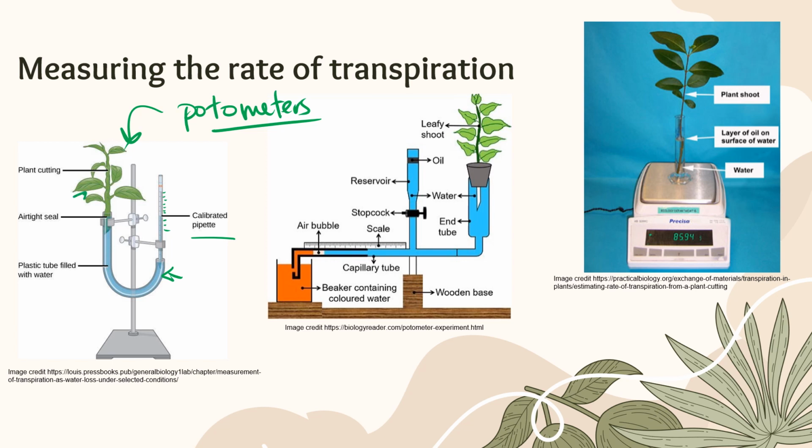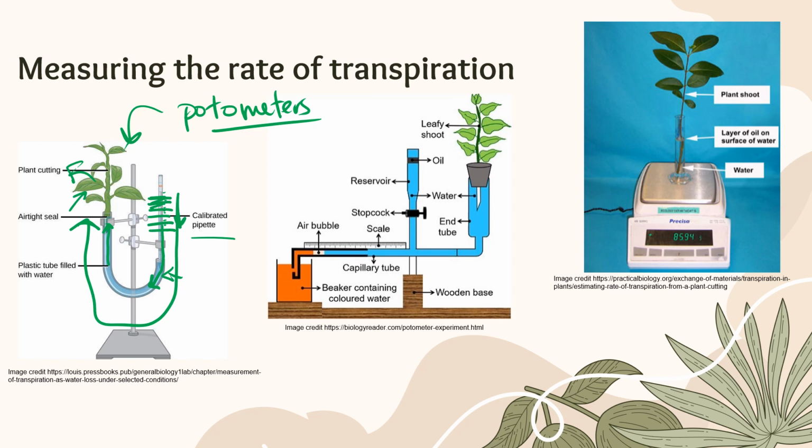Here we have our plant stuck into the tube with the water. As the water exits the leaves due to transpiration, it's going to pull more water up through the tube, which is going to pull some water out of that pipette. We can measure the falling of the water level here. The water is going to go down because it's going that way.